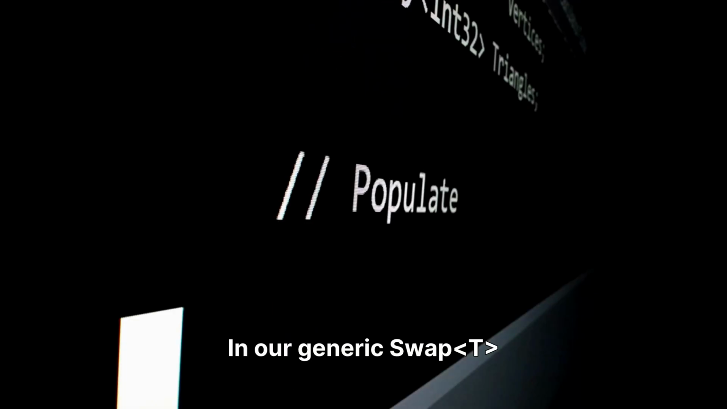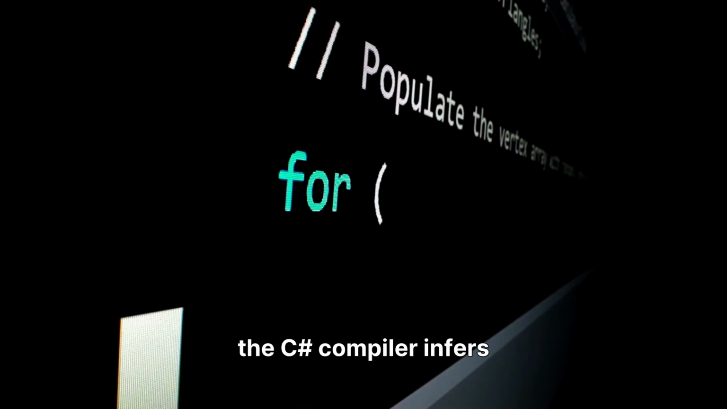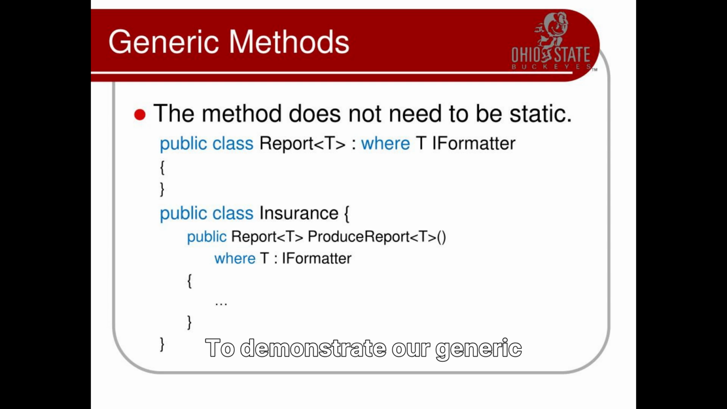In our generic Swap<T> method, T is a type parameter, a flexible placeholder. When Swap is called, the C# compiler infers or you explicitly specify the actual data type T represents. This type substitution occurs at compile time, ensuring strong type safety. To demonstrate our generic Swap<T> method, let's first observe it in action with integer values. This will clearly illustrate how the method, despite its generic definition, seamlessly handles concrete numerical data. It performs the swap operation effectively.